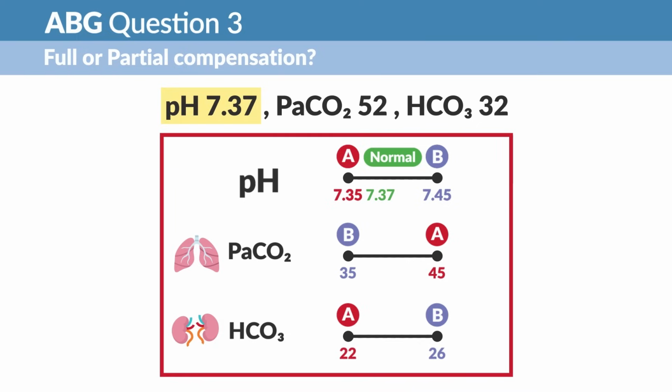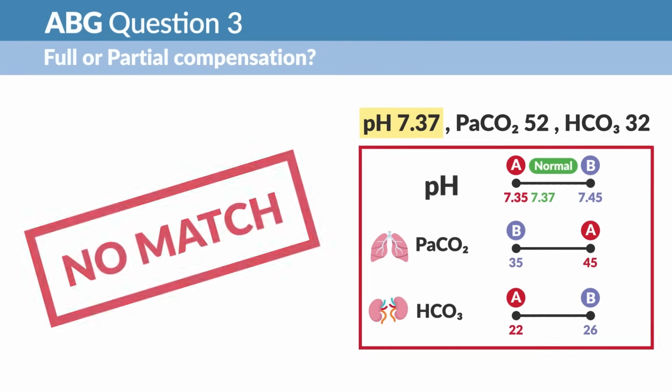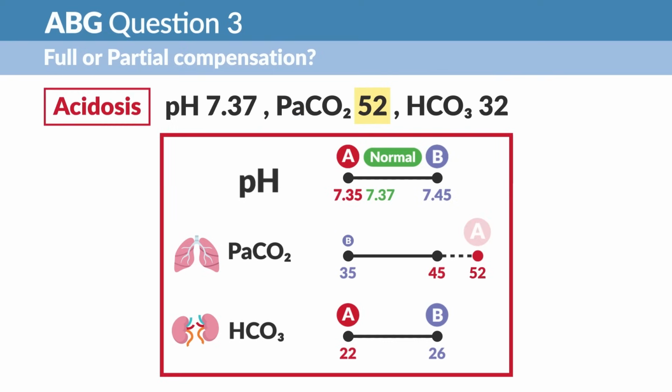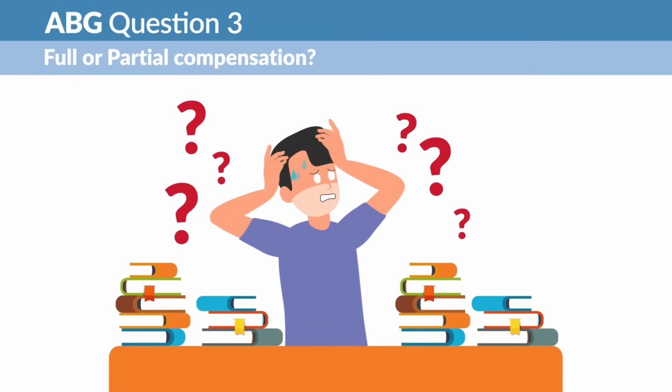Now, step number 2, we need to find a match. But now you're thinking, wait a minute, how do you find a match from a normal pH? Well, CO2 is in the acid area, right? And we know that bicarb is in the base area. So, oh snap, what do we do now?